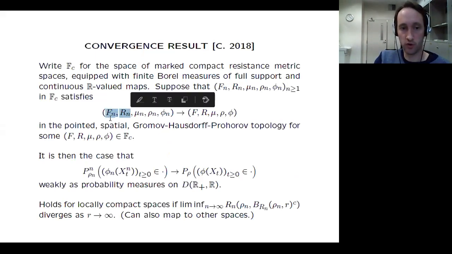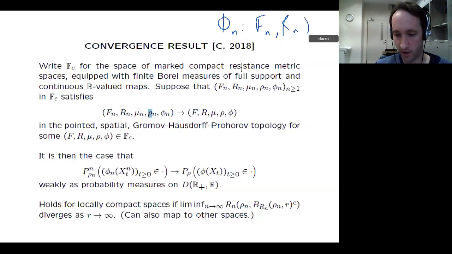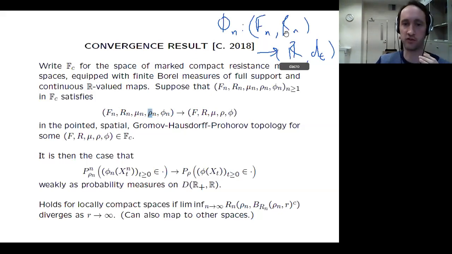So here we've got (F_n, R_n), which is a resistance metric space. Mu_n is going to be a measure on this space of full support. Rho is going to be a marked point from where I'm going to start my diffusion. Because the spaces that I'm going to look at are not necessarily embedded within a bigger space a priori, I'm also going to include a map, phi_n, that takes F_n, with its resistance metric, and embeds it continuously into Euclidean space, equipped with the Euclidean metric. And so this is going to give me a common space to study the processes.